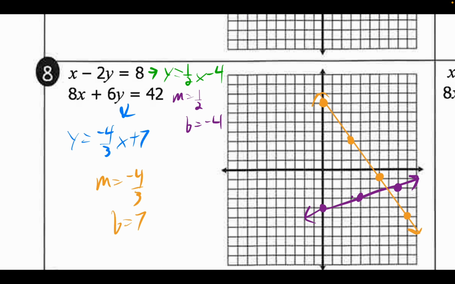Did I make a mistake here? Let me look. I know I'm prone to that, apparently. I'm counting out what I did here, knowing I must have done something wrong. Oh, I see what it is. On my purple one, it's 1/2 for my slope, and I did 1/4. Oh, darn it. I best be fixing that. Another case of the humans.